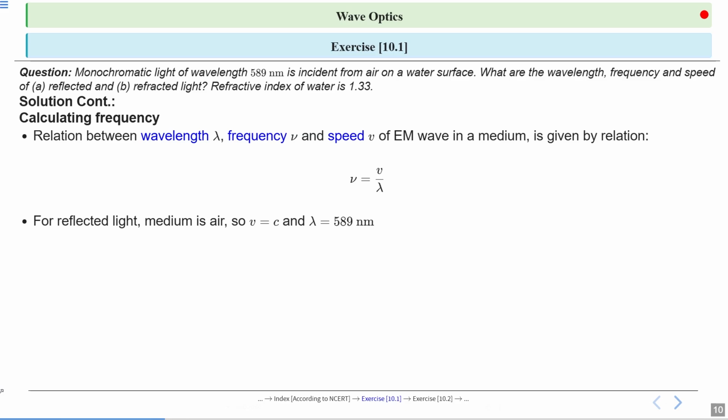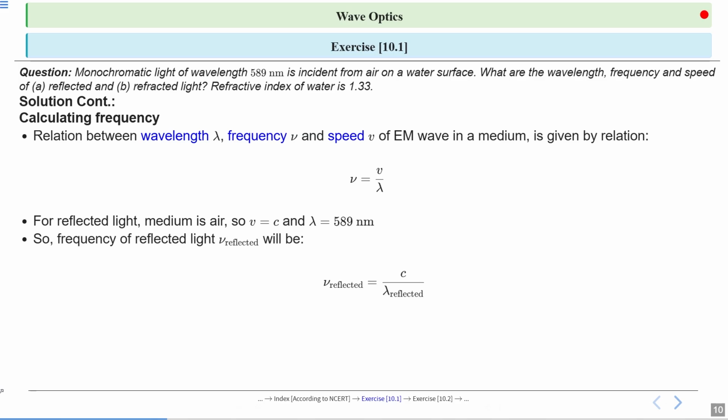So for the reflected light, the medium is air. So the speed of reflected light is equal to the speed of light in vacuum or air, as denoted by c. And the wavelength remains the same because the reflected light is in the same medium. After reflection, it goes in the same medium, so the wavelength remains 589 nanometer. This means the frequency of the reflected light will be calculated using these values.